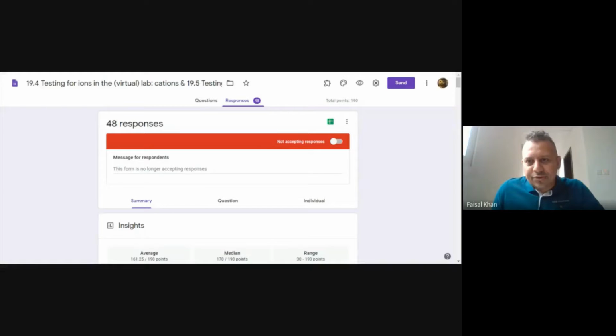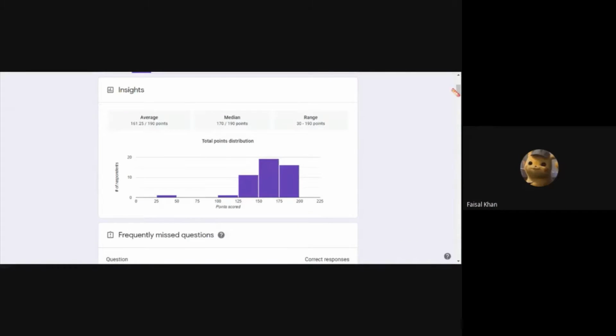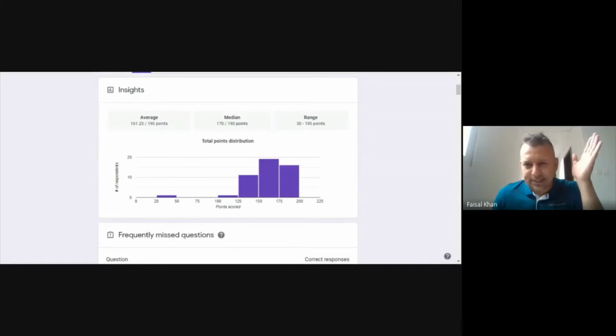Let me just go through very quickly the main misconceptions, because this is also going to be loaded up as well. You can actually see the total points distribution. Everyone did very, very well. There's only, I think, one person who kind of tailed off. Okay, you can see that.